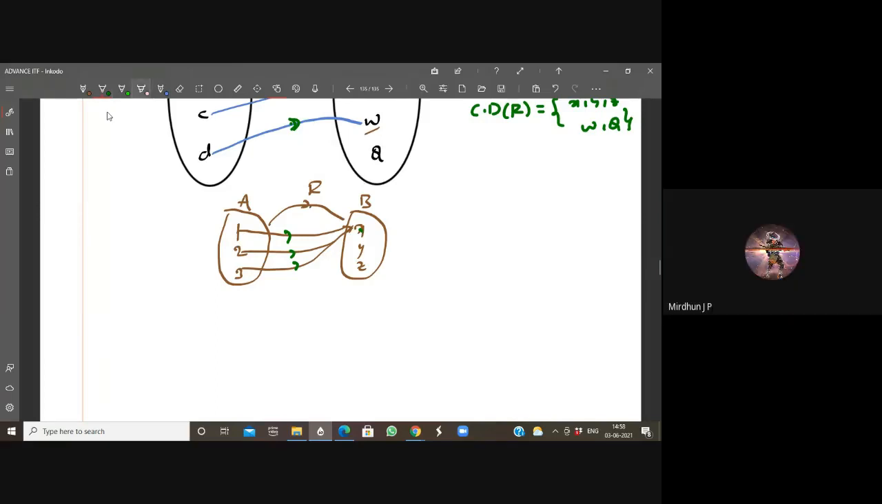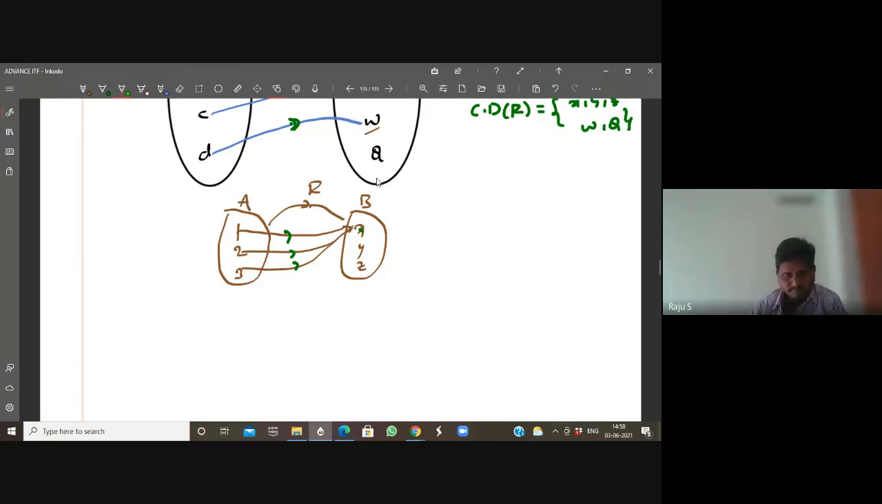Sir, can we take B as father and A as son? No, sir. Correct example: there are some children and fathers. So 1, 2, 3. Okay, you can take B as father, but these three children belong to this father.